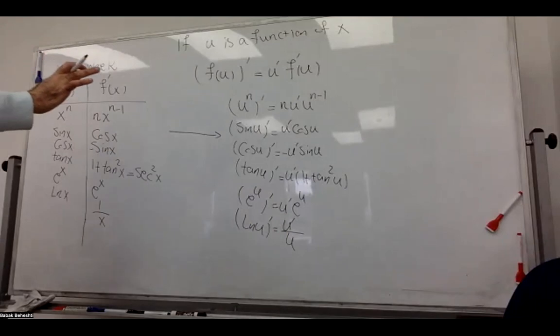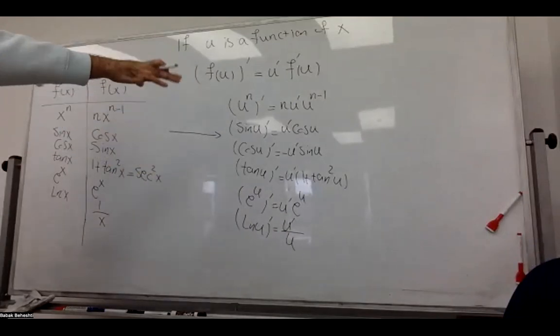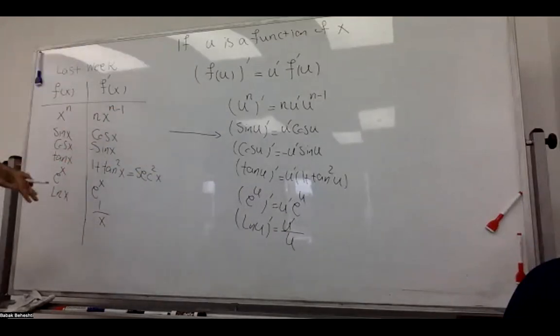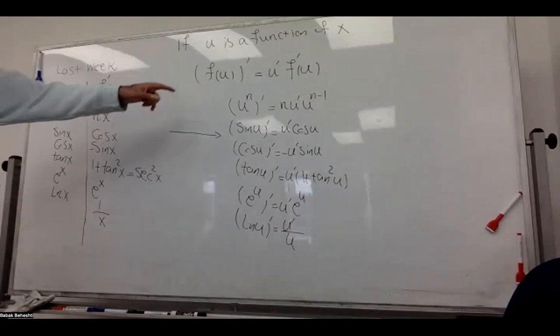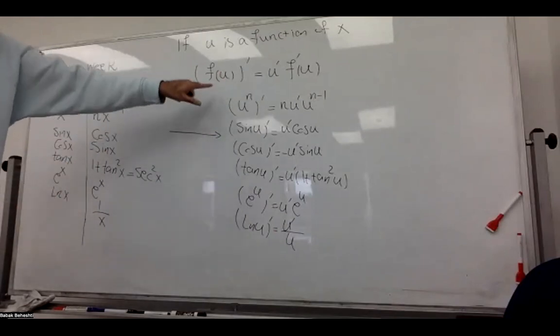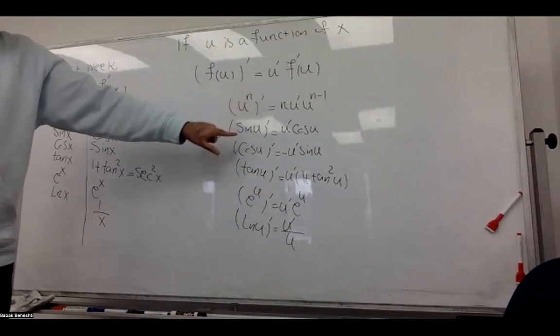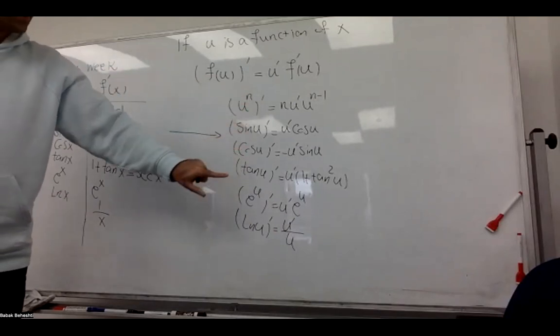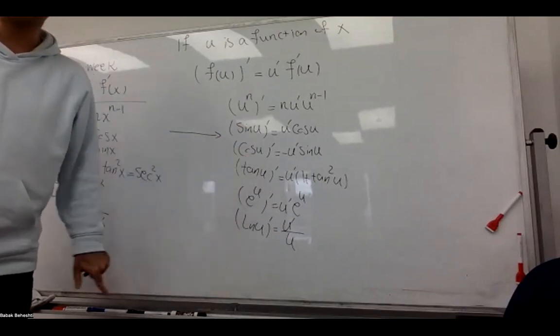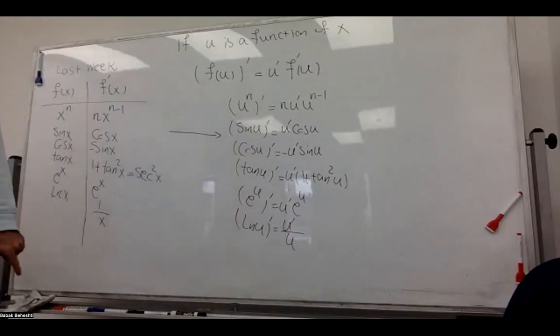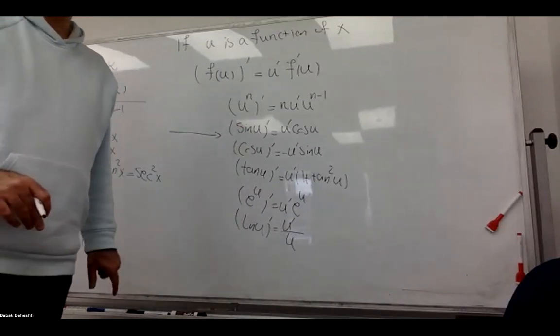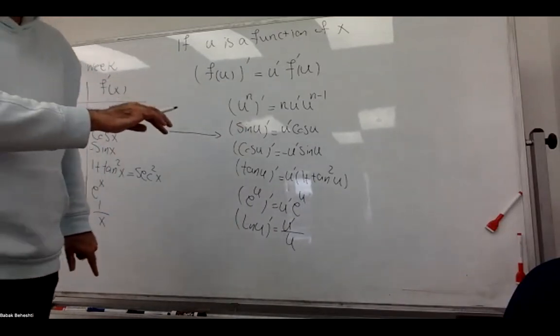So here is the chain rule when it is applied to these elementary functions. So instead of f, I have x to the n, sine, cosine, tangent, e to the x, and ln. Okay? Is that clear for everyone?